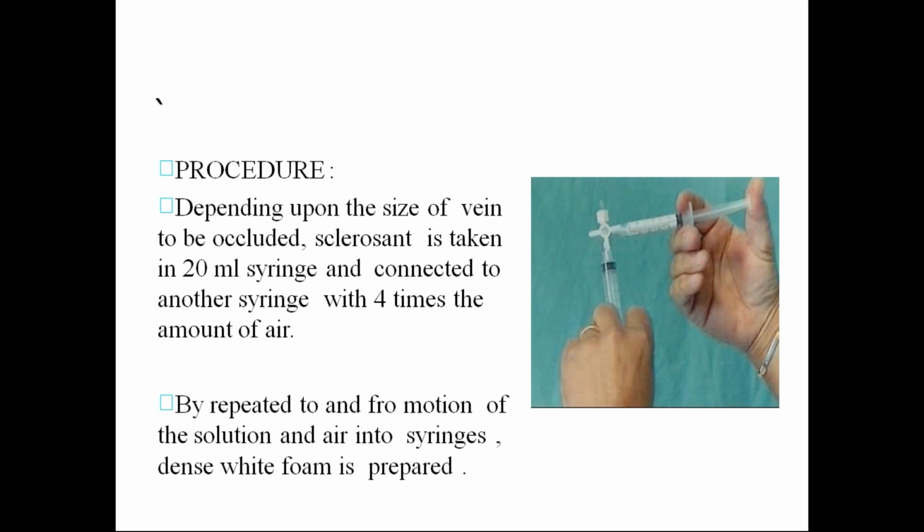So what is the foam sclerotherapy? Depending upon the size of the vein to be occluded, sclerosant is taken in a 20 ml syringe and connected to another syringe with 4 times the amount of air. That is sclerosant and air in a ratio of 1:4. Repeatedly we have to transfer the sclerosant in a syringe into the air syringe. We repeat the procedure by repeated to and fro motion of the solution and air into the syringes until a dense white foam is prepared.